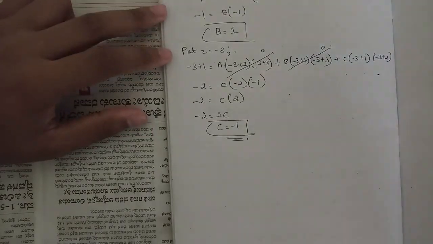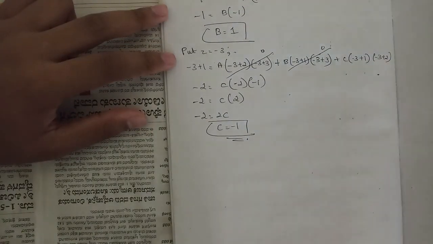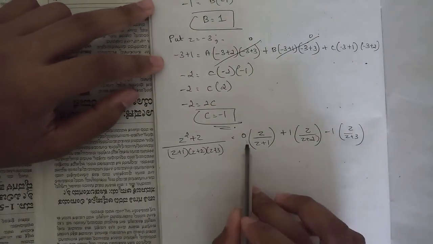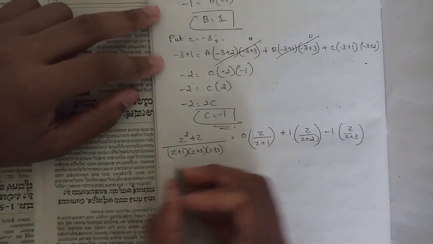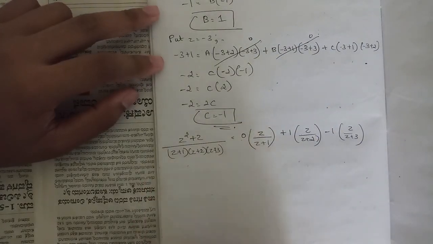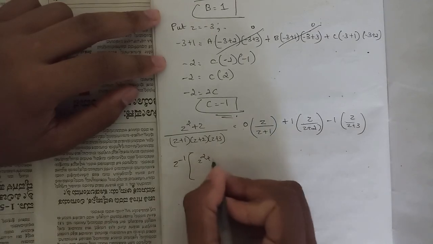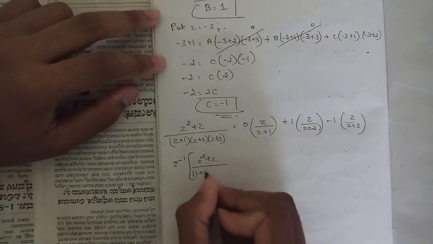So we got the values for a, b and c. So now substitute it in equation star. So here I have substituted the values of a, b and c. So now we need to take the inverse z transform on both sides, so that we can get the z inverse.